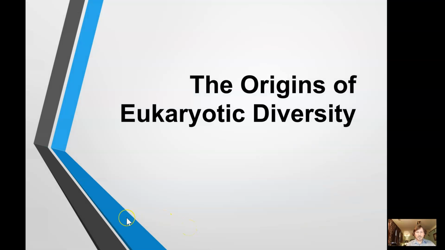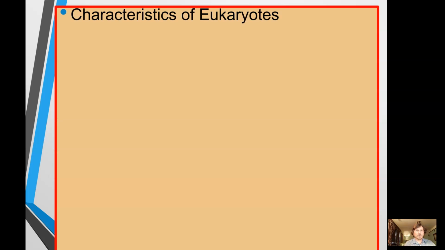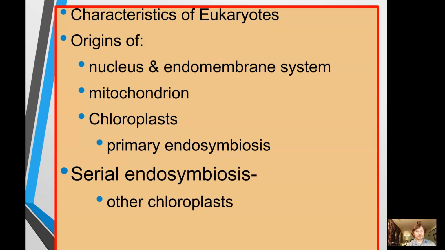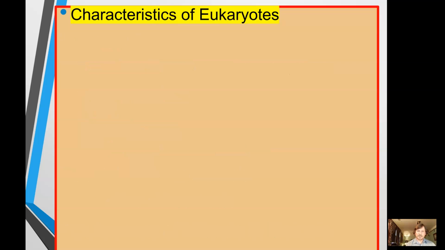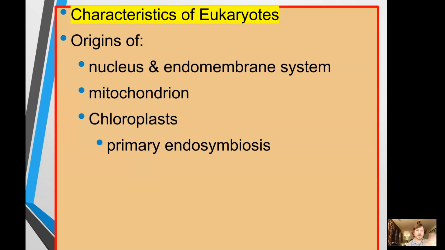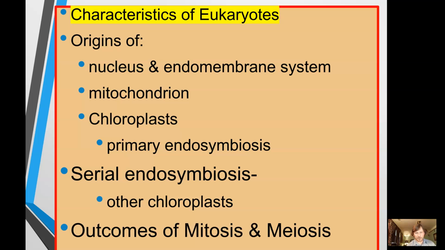We're talking about the origins of eukaryote diversity, and today we're going over characteristics of eukaryotes. What is in yellow here is today's lecture. Then I will do another lecture on the origins, how it forms the nucleus, endomembrane system, mitochondria, and chloroplasts. We'll continue from there to other lectures on serial endosymbiosis, things you don't even know about yet. And then mitosis and meiosis, again, something that if you've had 130, you may know something about. That'll be another little mini lecture at the end.